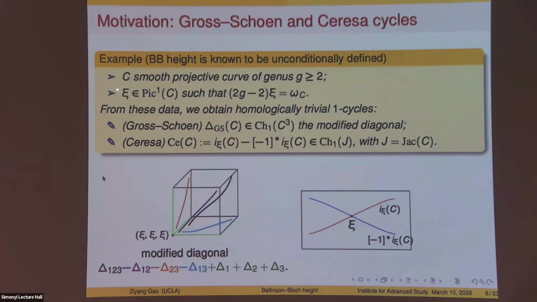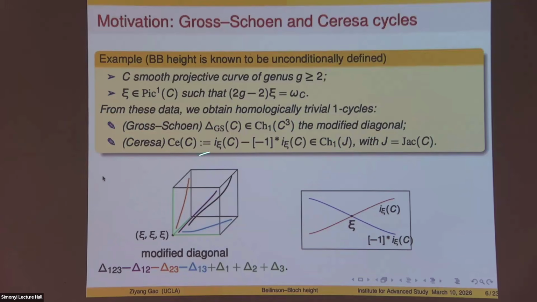So the starting point is we want to have a smooth projective curve, irreducible and so on, defined over Q bar, or over C, and the genus is at least 2. And then we take a point which is the canonical divisor divided by 2g minus 2. We want to use this point as the base point for the Abel-Jacobi embedding later on. Now, the Gross-Schoen cycle is a 1-cycle on C cubed, and the Ceresa cycle is a 1-cycle on the Jacobian. They are defined as follows.